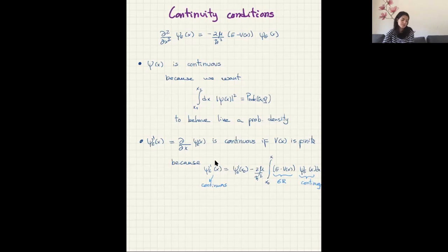An exception to this is when the potential is not finite. For example, in this particle in a box that we saw, where the wall suddenly becomes infinite, there the first derivative is not going to be continuous at the edges of the box.